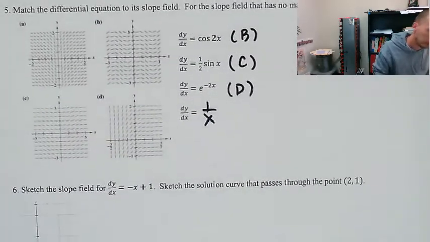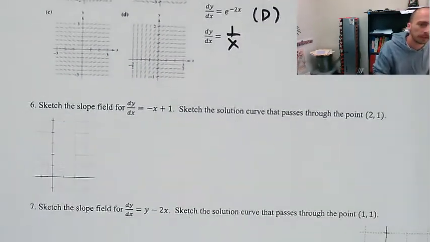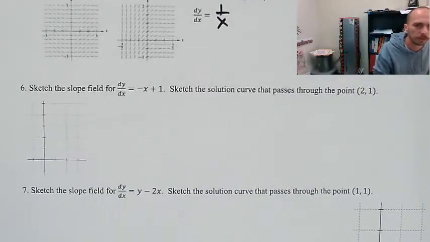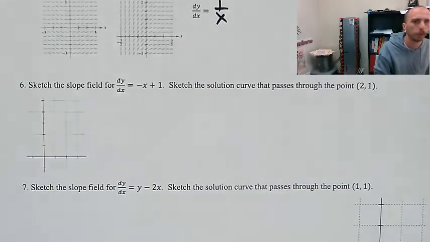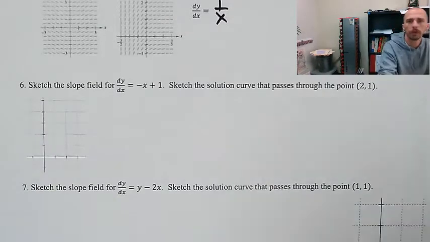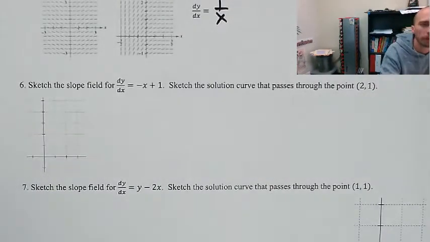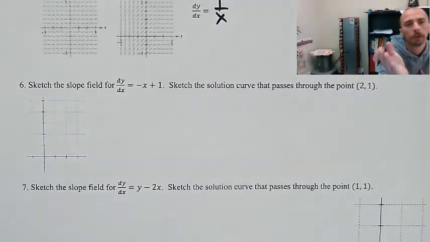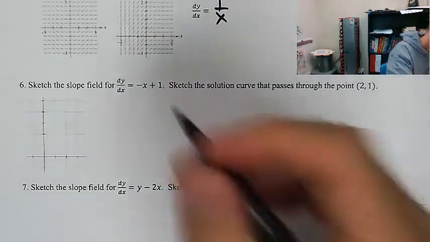All right, sketch the slope field for dy dx is negative x plus 1. Sketch the solution curve that passes through 2, 1. Okay, that's not something I would ask you to do on the quiz or the test or anything, because if you mess up the slope field, then your curve's going to be really bad. Wouldn't ask you to do it on the AP exam either. They either ask you to sketch the slope field or to sketch the solution curve, but not both. But we can do this, right?